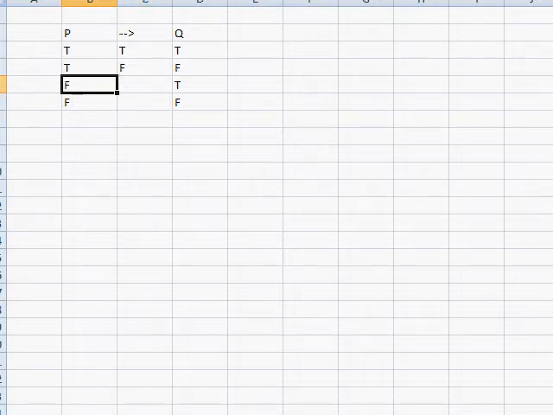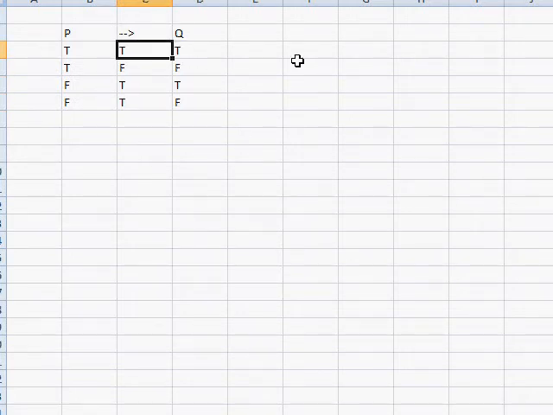So the first example is if P then Q. We draw our little arrow or horseshoe, and put if P then Q. From the truth values we put earlier, you should know that P is true, true, false, false, and Q is true, false, true, false. So we get true in the first row because they're both true. Since we get a true and a false in the second row, we get a false. When the antecedent on the left side is false, then we always get a true.